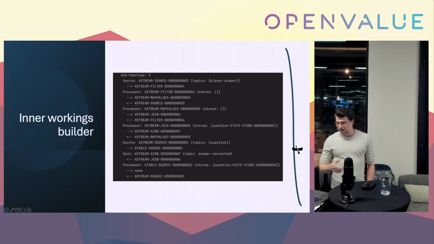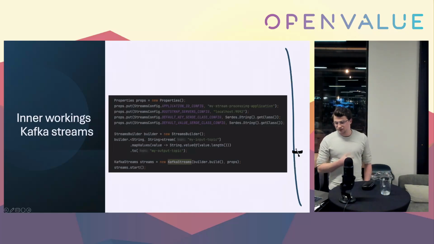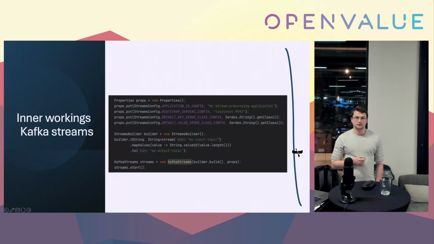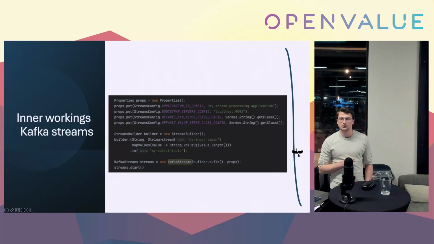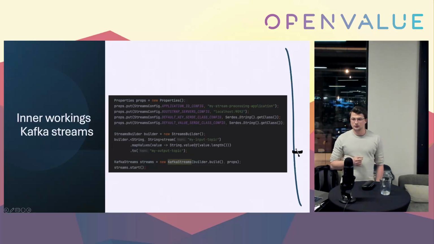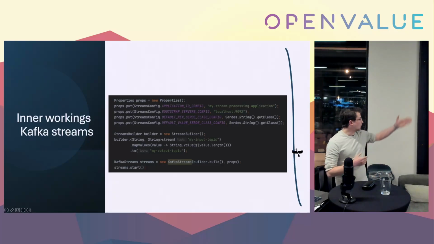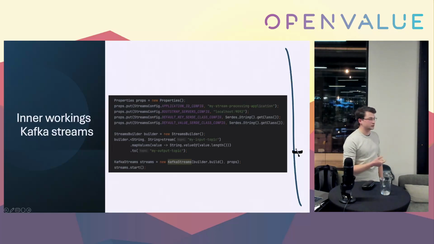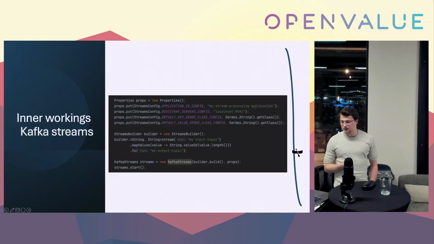So how do you actually start this up? This is all the code you need to start it. I've reduced the size of the streams builder and the topology to make it fit in the screen. But actually you only need a couple of configurations. Then you have your streams builder, which defines your topology, and you pass it to a KafkaStreams object, and that's basically all you need to do.